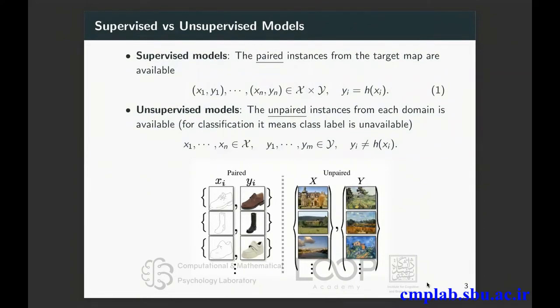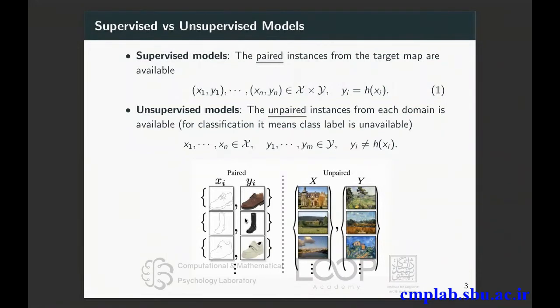But what we have is a bunch of examples from each domain. So if you look at the picture on the left-hand side, this is an example of a supervised model where I have a big picture of shoes and I have the drawings of those shoes. So these are paired. So you can assume this as a supervised model.